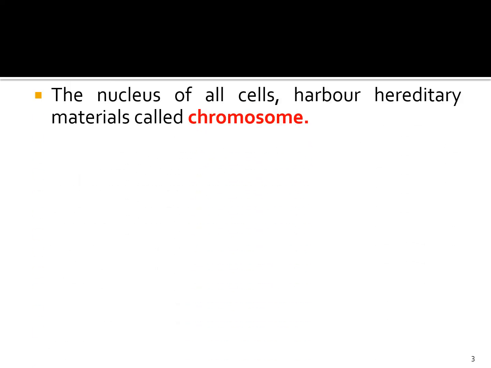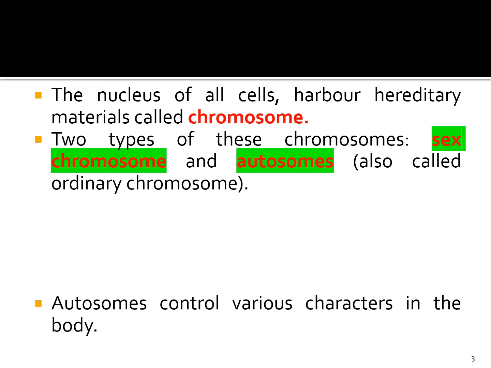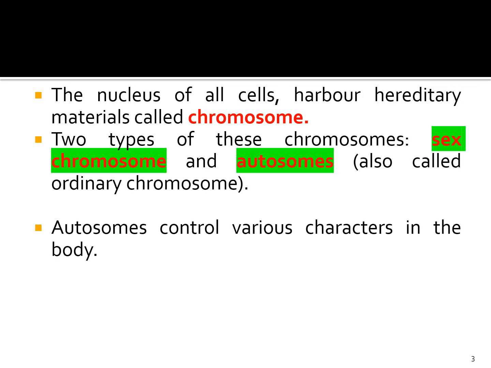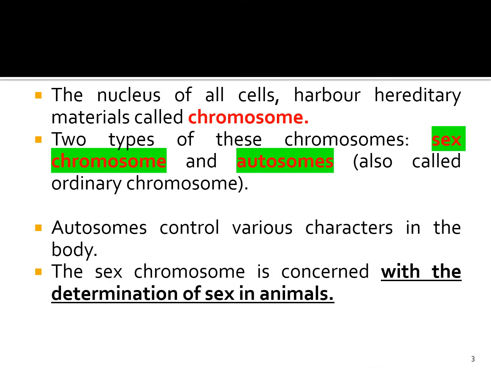Now, the nucleus of all cells harbors hereditary material called chromosomes, and there are two types of chromosomes. We have the sex chromosomes, and we have the autosomes, also known as ordinary chromosomes. The autosomes control various characters in the body, while the sex chromosome is primarily concerned with the determination of sex in animals.